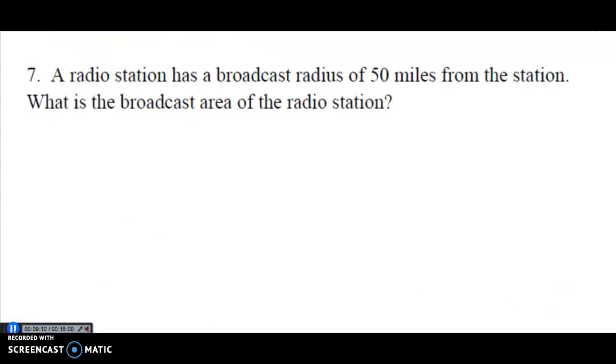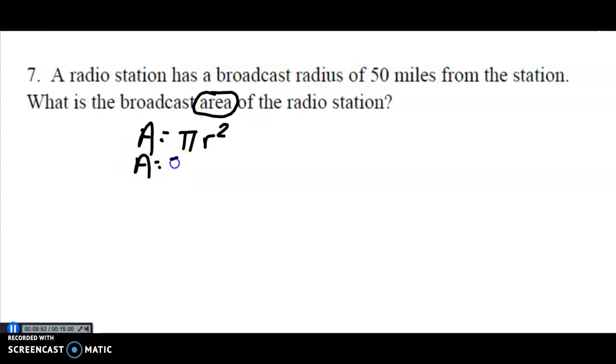Okay, now we have a couple of word problems. Number 7 says a radio station has a broadcast radius of 50 miles. From the station, what is the broadcast area of the radio station? In a geometric word problem, we want to look for the key word that tells us what definition or formula to use, and in this problem that is area. So we know we're going to be using the formula A equals pi r squared. We were given the radius, which is good because that's what we want.